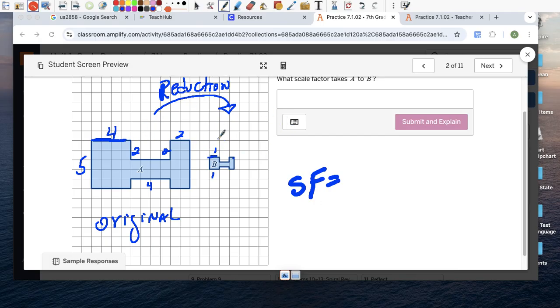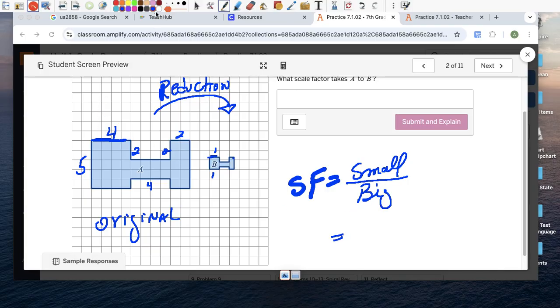So when it's a reduction, right, you take the two corresponding sides, and let's just focus on the 4 and the 1. And the scale factor, to find that, you just write it's the small, the corresponding side, the small one over the big one.